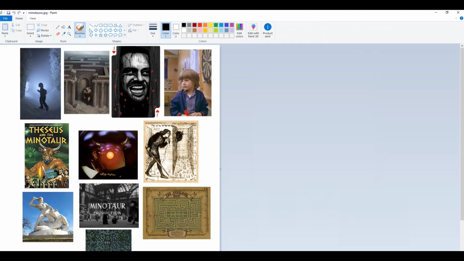So this is what the Minotaur looks like, and this is a statue of Theseus slaying the Minotaur. These are clues you're going to be looking for. So this is Killer's Kiss, this movie right here by Kubrick, and so he's telling you it's going to be a Minotaur production.